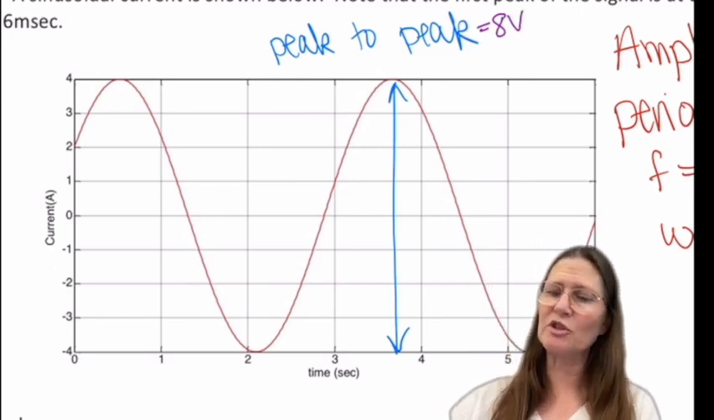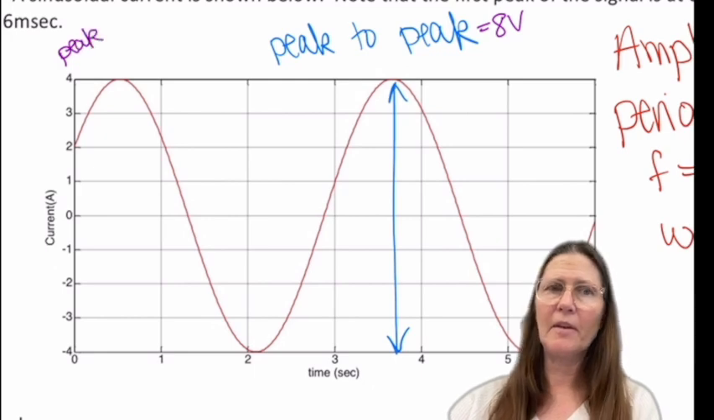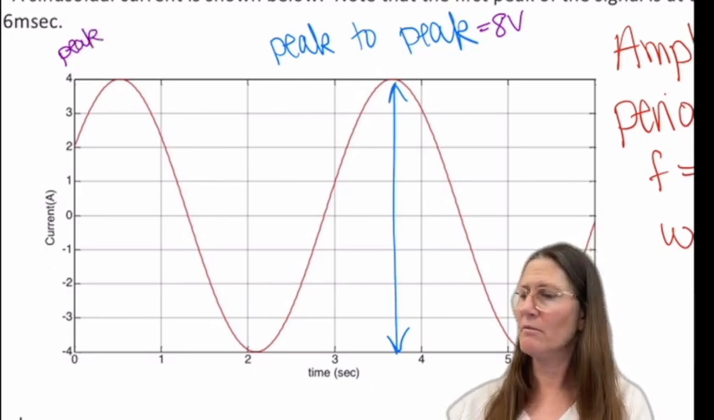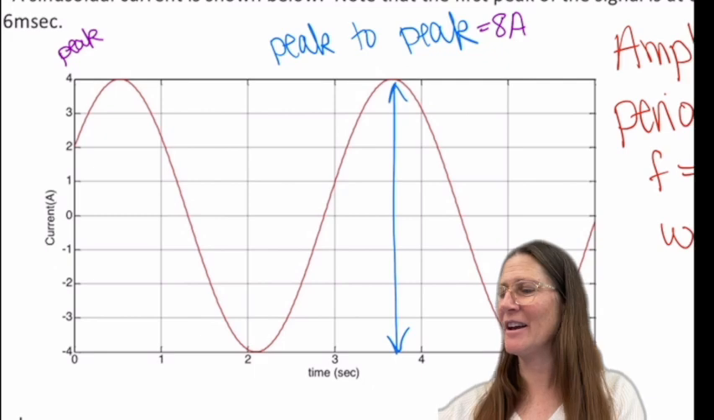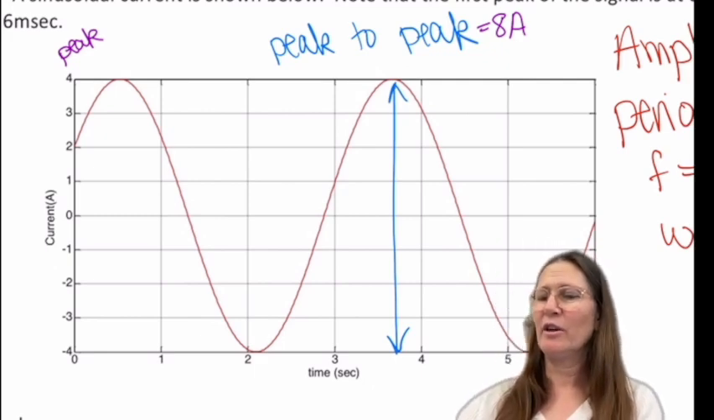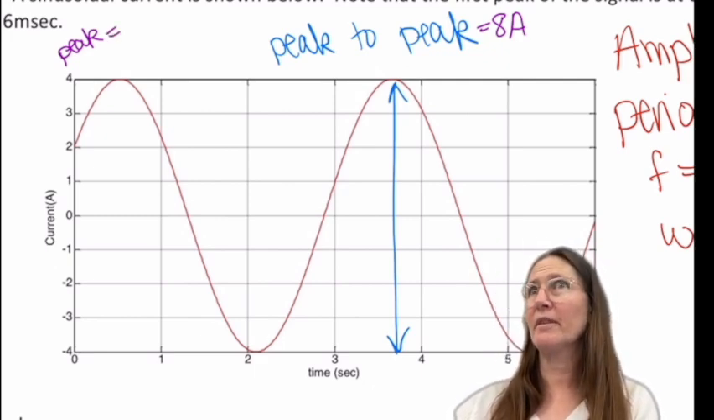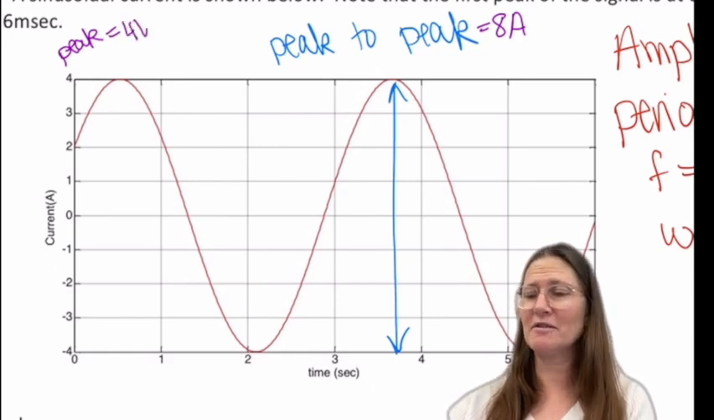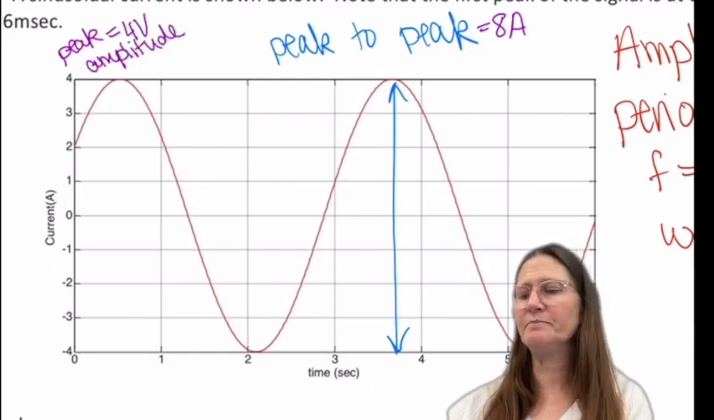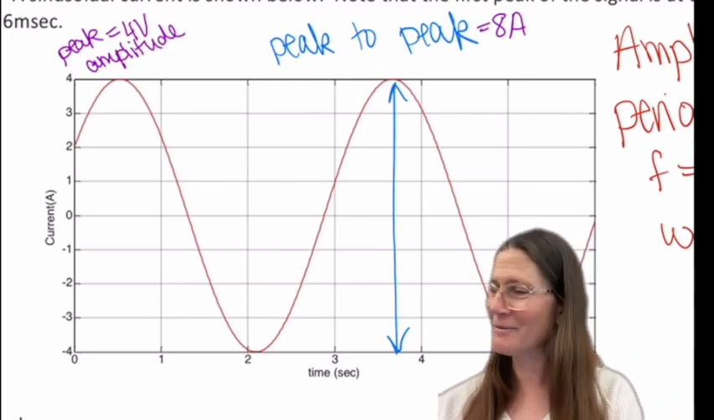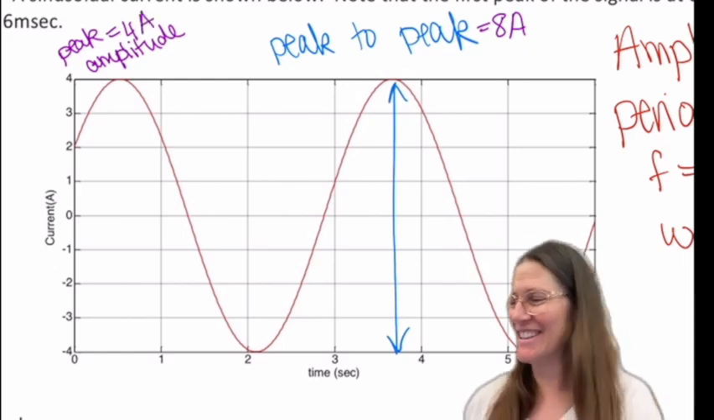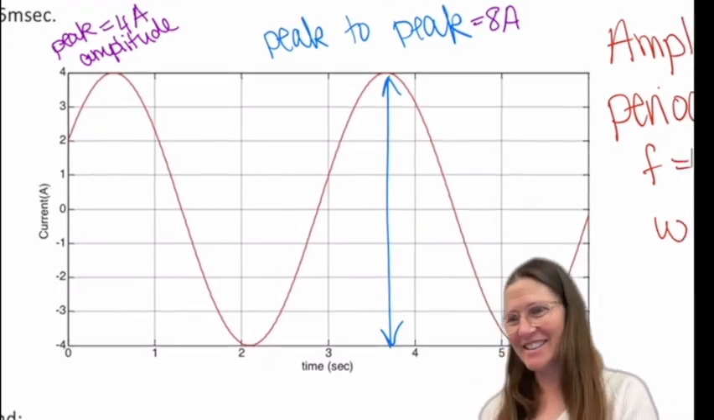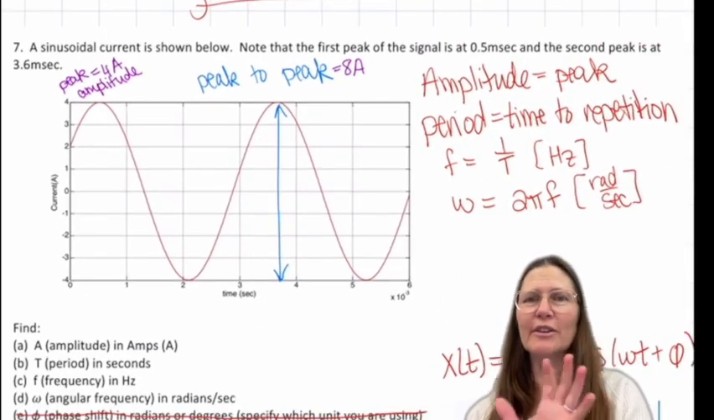What if I was just to do peak? Isn't that 8 amps? Yeah, 8 amps. Thanks. And what's the peak? Thank you, 4 volts. And that would be the same as what we call our amplitude. 4 amps. I am not. One of those days today. Thank you. You guys can keep me on task, I guess. Okay, so amplitude is equal to peak.